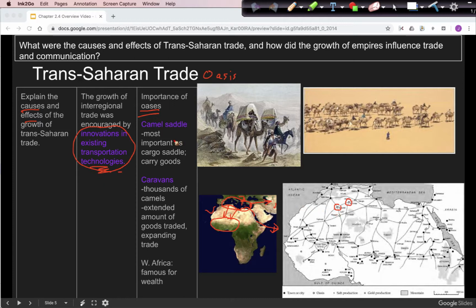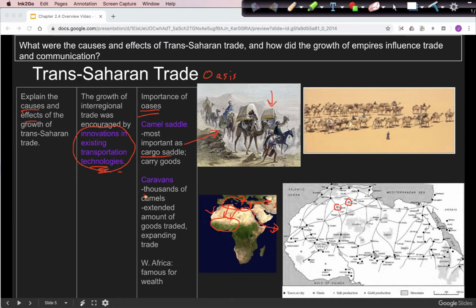Another piece of technology is the camel saddle. There was a camel saddle for riders, and camels were even used in war. But for our purposes, for the trade network, the cargo saddle is really the important one. So you've seen this picture over here. There's someone riding a camel up there, but really we're talking about this guy right here, and the fact that you can have these caravans and load up the camels, and they can be your cargo animals.